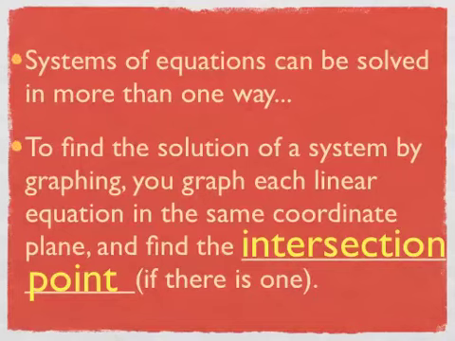So to solve by graphing, notice that I said there's more than one way, and that's what we're going to spend the next several days talking about. But for graphing, you're going to graph both of them on the same coordinate plane, so in the same graph. And you're going to find the point where the two lines cross each other. That ordered pair is going to be your answer.